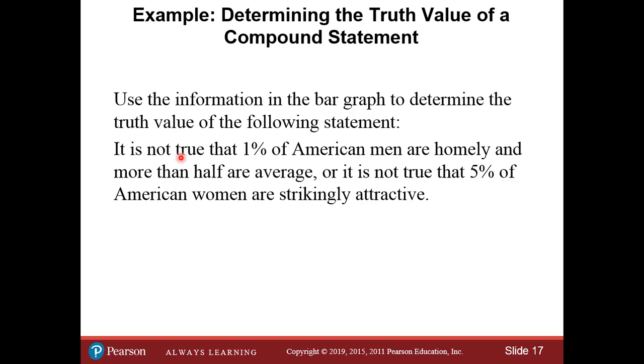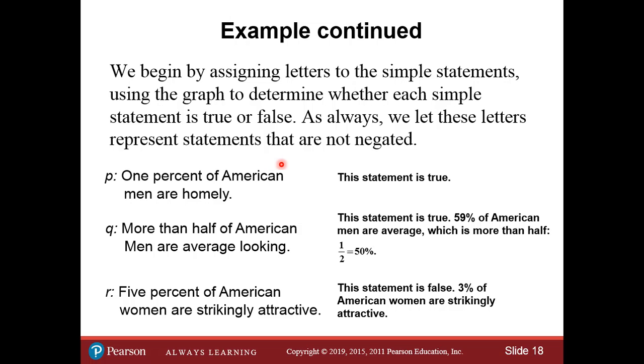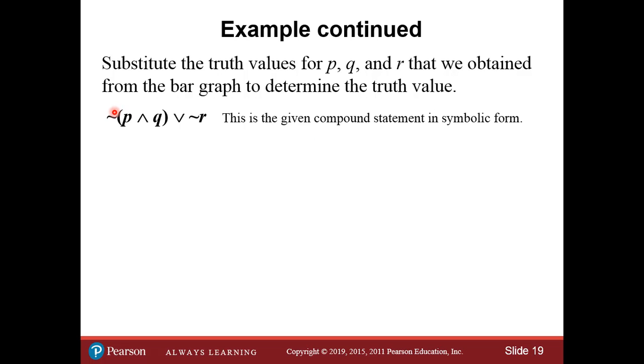The not true part is saying it's not true that these are both true. And so that's why the negation is outside. We're saying it's not the case that it's this and this. Okay, so this is the compound statement. Now, what do we know? This is true, true, false.